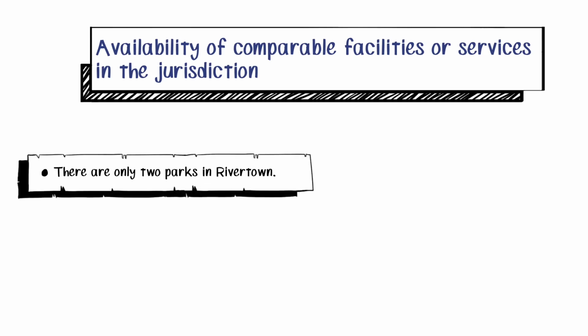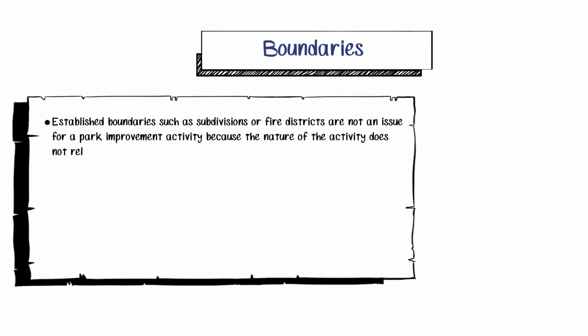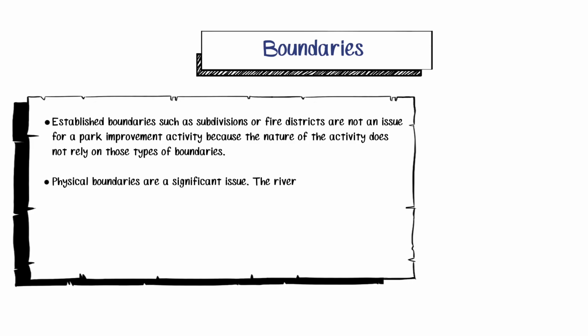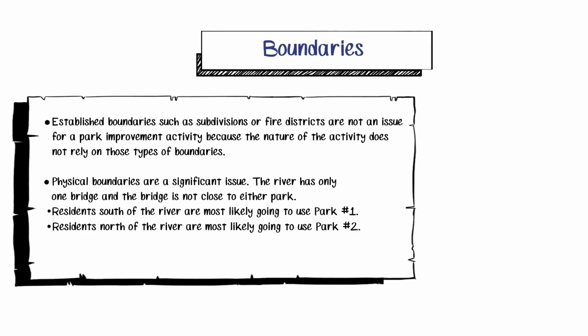Availability of comparable facilities or services also does not seem to be an issue. There are 2 parks in Rivertown, so neither park serves the entire city, which is less than 51% low and moderate income. Established boundaries, such as subdivisions or fire districts, are not an issue for a park improvement activity because the nature of the activity does not rely on those types of boundaries. If the activity were a residential sidewalk improvement project or construction of a fire station, these types of established boundaries would be important considerations. However, the physical boundary of the river is a significant issue that impacts the service area for each park. Residents south of the river are most likely going to use park number 1, while residents north of the river are most likely to use park number 2.